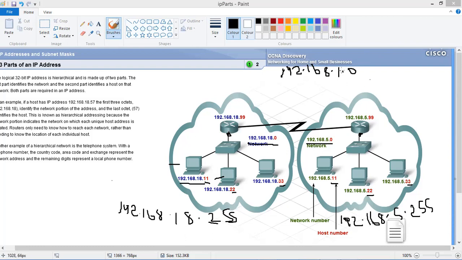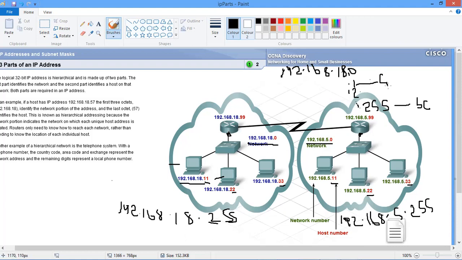Or let me use what we have here, 18.0. 18.0 is a network address. So the valid IP addresses under this network are 18.1, 18.2, till 255. So I can have .1, .2, .3, .4, .5 till 255. Of course, you know that this one is the broadcast address. And the first valid IP address is this.